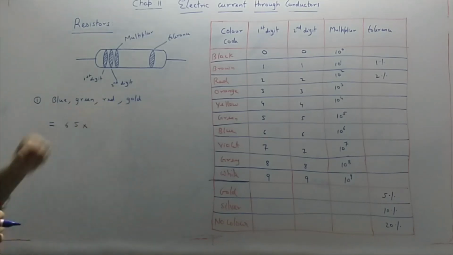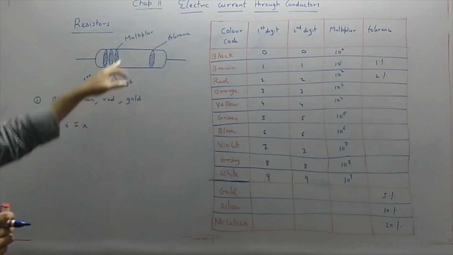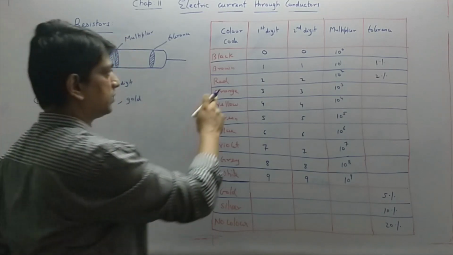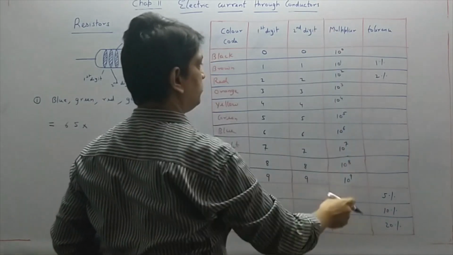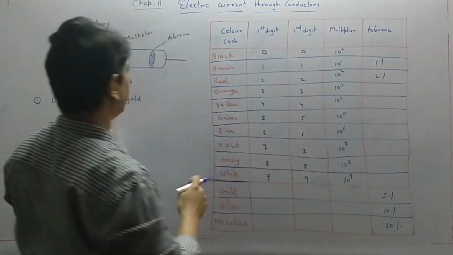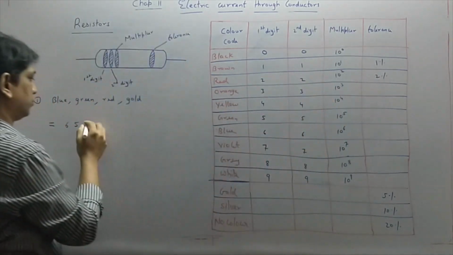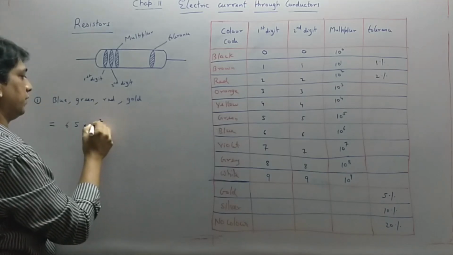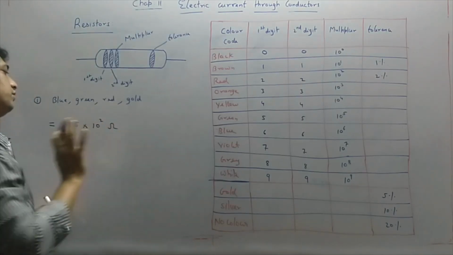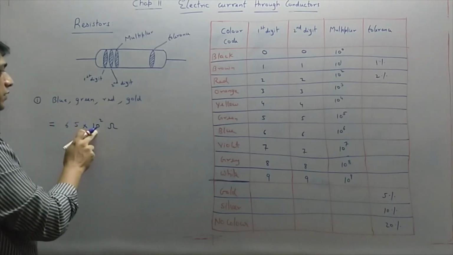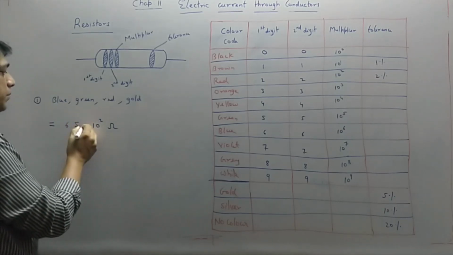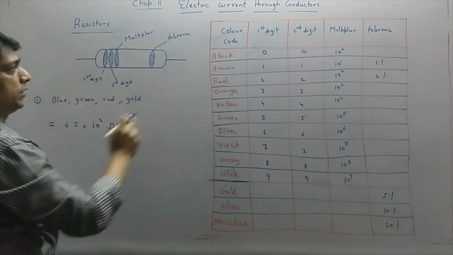Two digits. Now what is red? Red is your third band, called the multiplier. The multiplier is in this column. Red will give you 10 to the power 2. Whatever you get is in ohms. So the first digit, second digit, and third digit is called the multiplier. So you check the multiplier here.